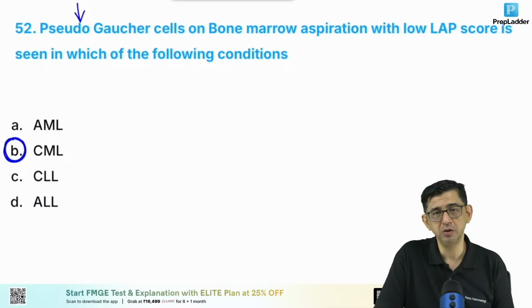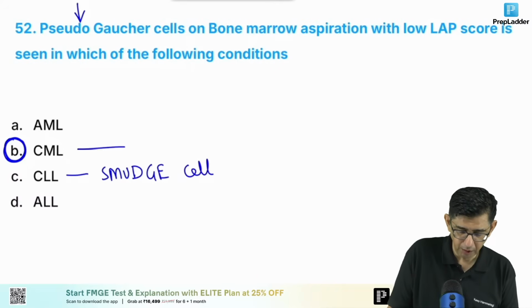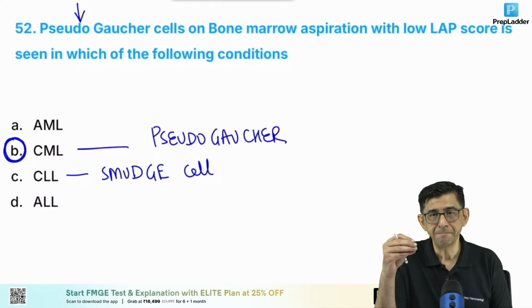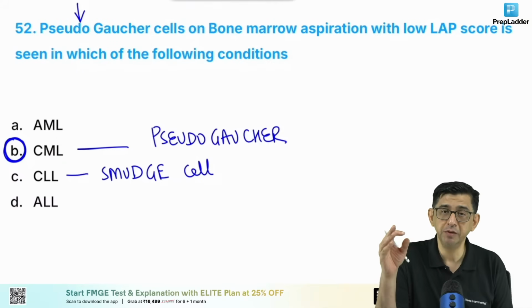Two features that must always be remembered: one is the smudge cell, that is always for chronic lymphocytic leukemia. And for chronic myeloid leukemia, it would be pseudo Gaucher cells. And another problem in chronic myeloid leukemia is the neutrophils are of poor quality. They don't die at their expiry date. Normally neutrophils die in 6 hours. But here neutrophils live even after 6 hours, but they lose their killing capacity.